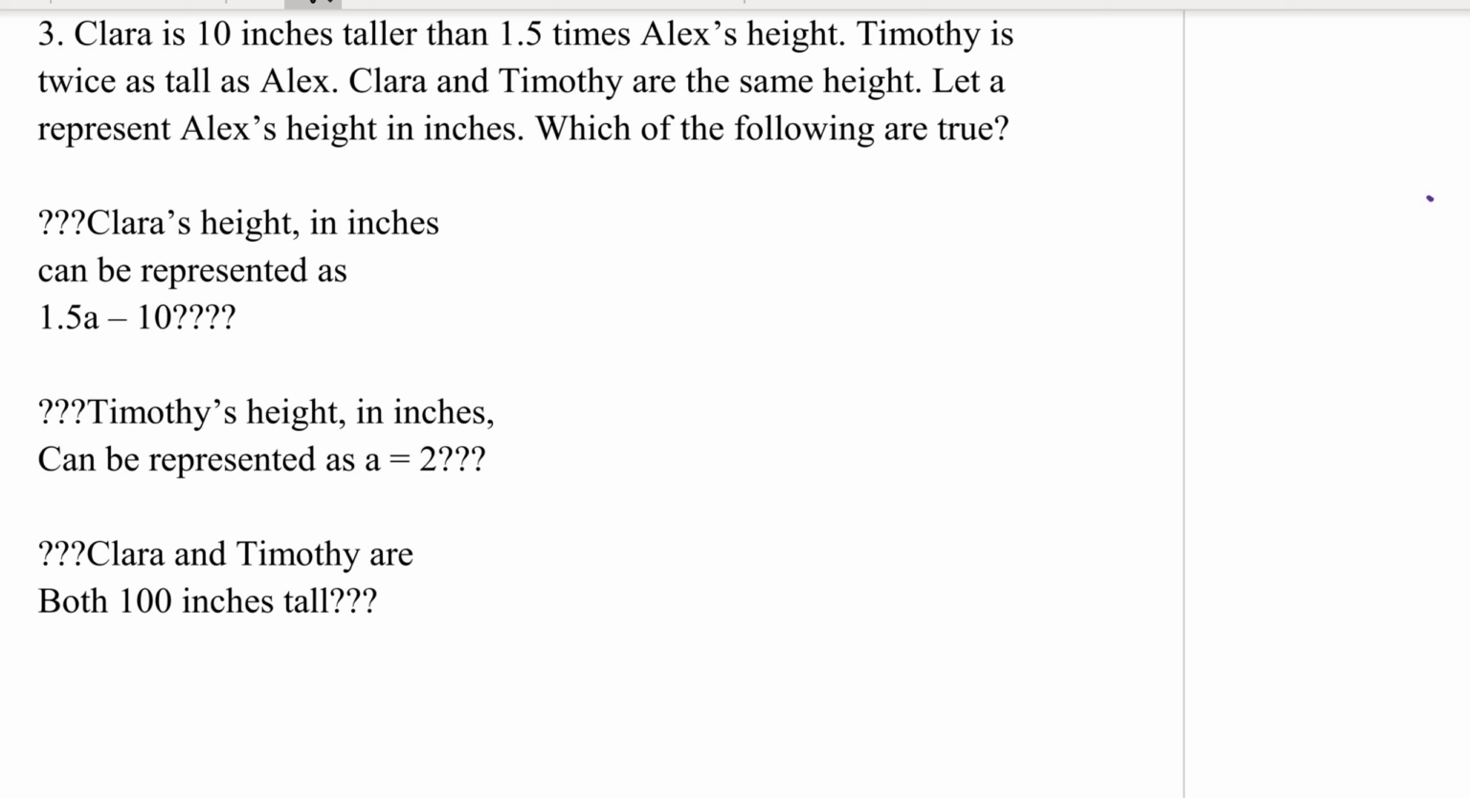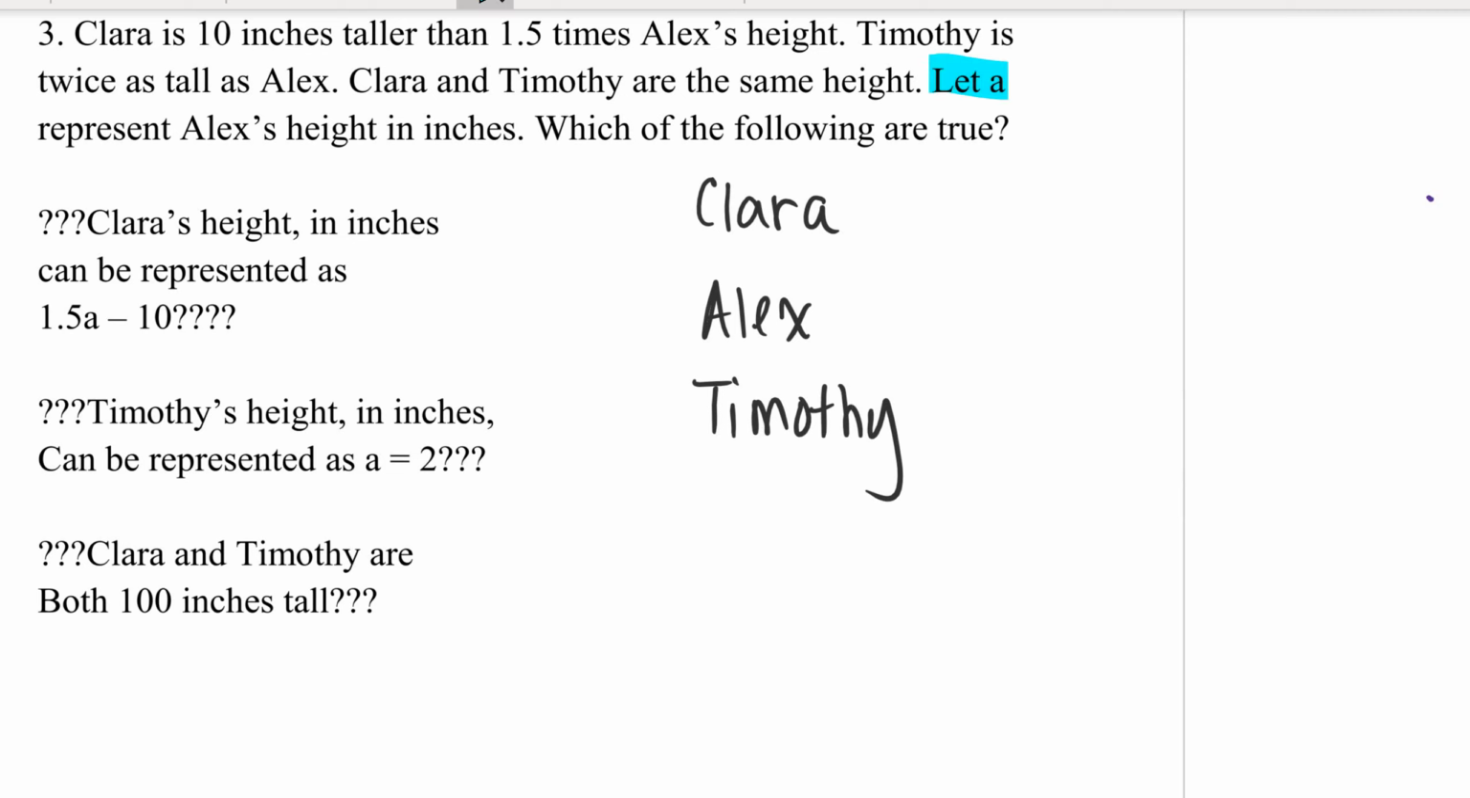Who are the 3 people in the problem? We have Clara. We have Alex. And we have Timothy. So we're going to write a statement about each one. They told us right here to let A represent Alex's height in inches. So we're going to do that. Let A equal Alex's height in inches.